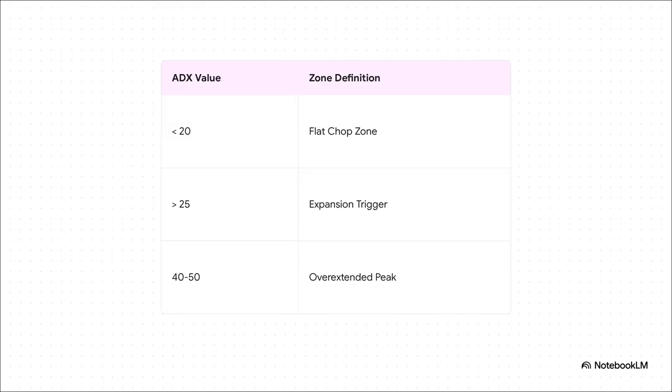Finally, when ADX hits up between 40 and 50, you've reached the overextended peak. The trend has expanded to its absolute extreme limits and is burning through available market liquidity clips fast. At this point, a sharp mean reversion or a consolidation freeze is imminent. This is the exhaustion danger state, so watch out.